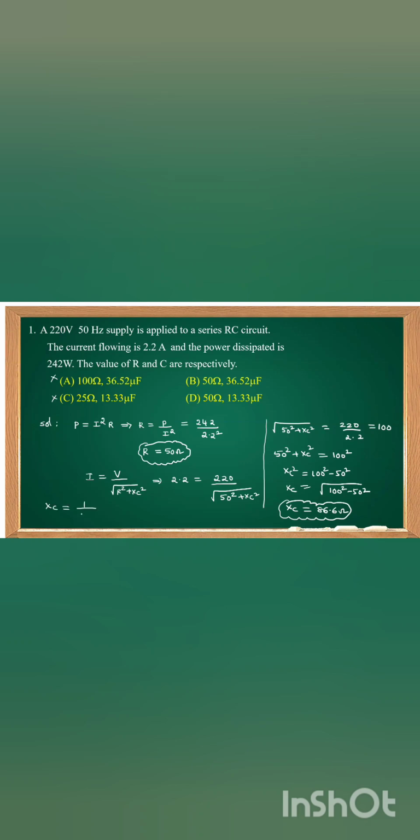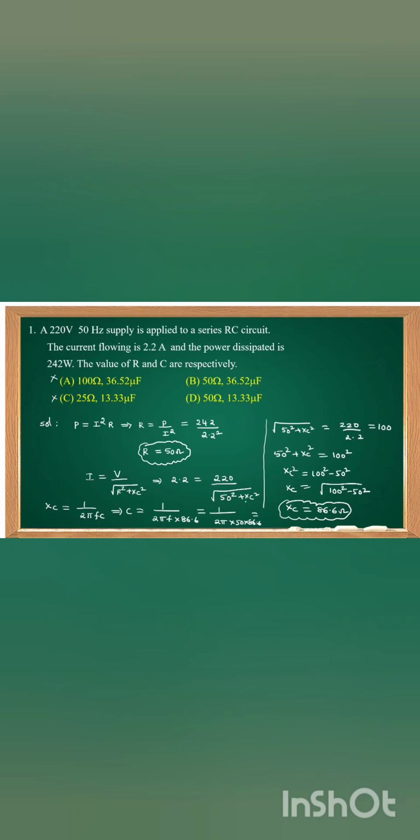Then XC equals 1 by 2 pi FC. From this, C equals 1 by 2 pi F into 86.6. Frequency is how much? 50 hertz. So C equals 1 by 2 pi into 50 into 86.6. Approximately how much did you get?